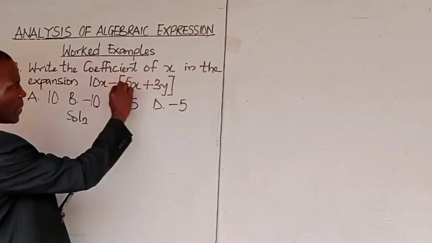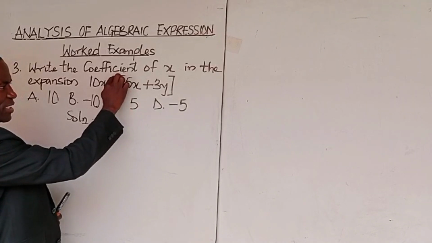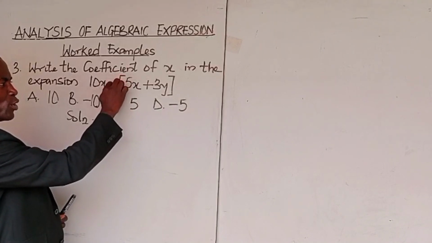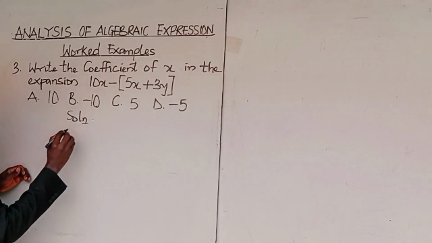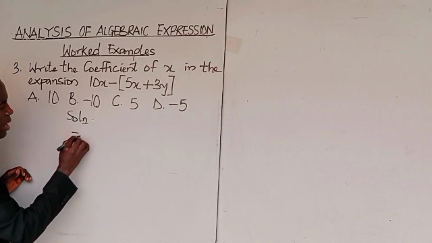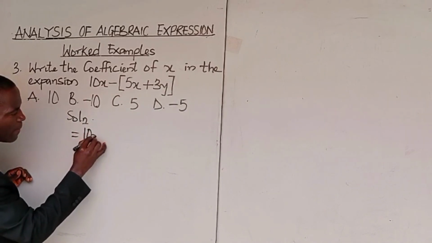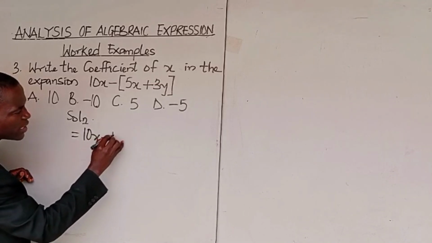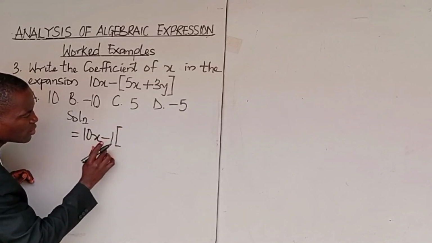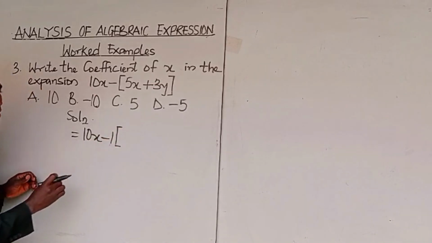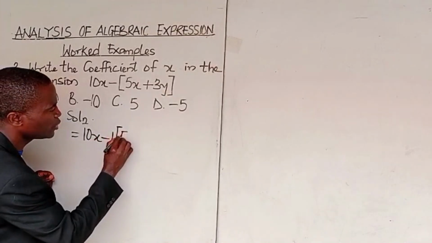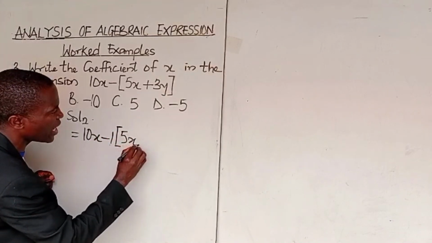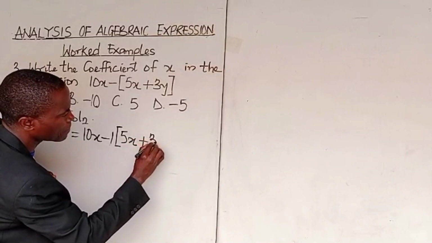Now, what type of key are we going to use here to open this door? The key here is an invisible one. So I'm going to put it this way. I'm going to have 10x minus 1 into bracket. So I have to introduce this minus 1. That is the appropriate key I'm going to use to open the door. So we have 5x plus 3y.